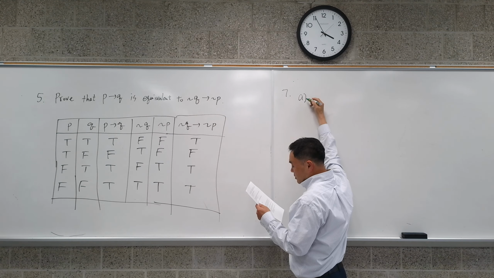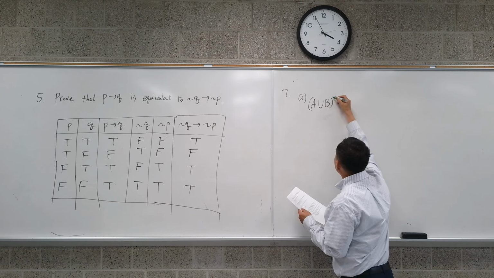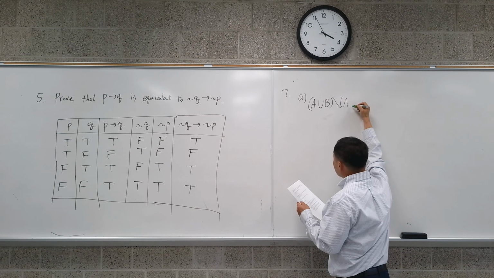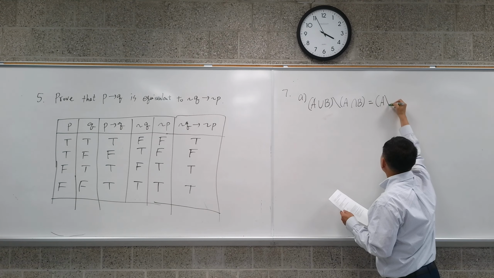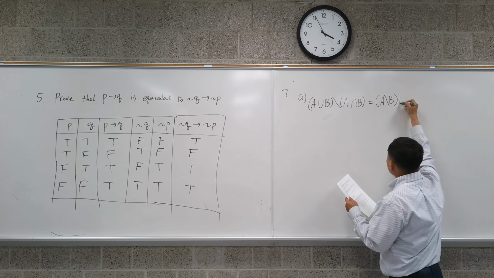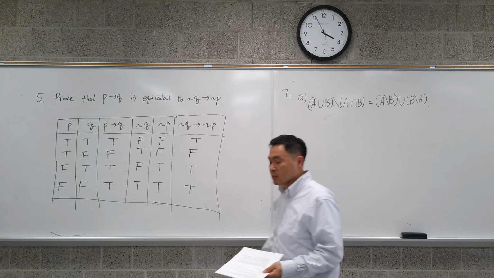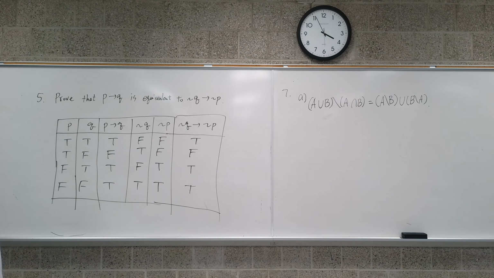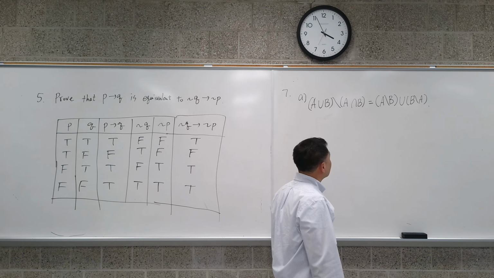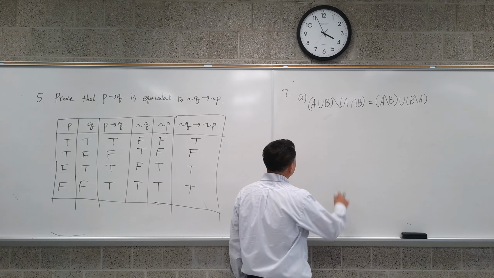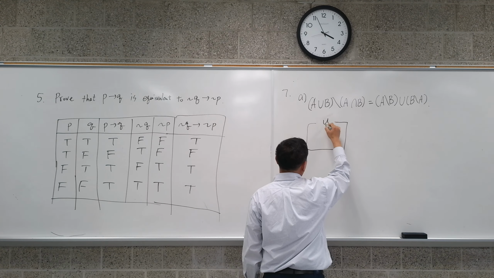7A. A union B, intersect with A intersect B, is equal to A subtract B union B subtract A. How do you establish this? Well, you can use a Venn diagram to show this.